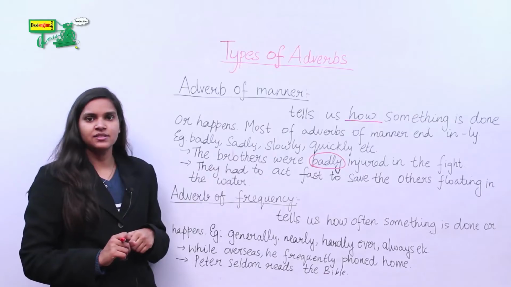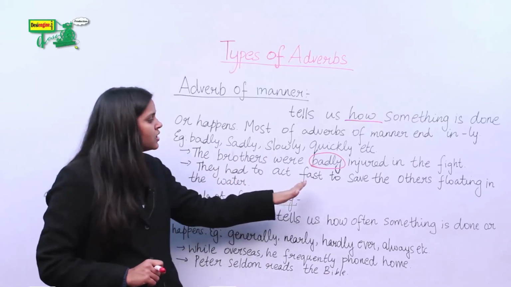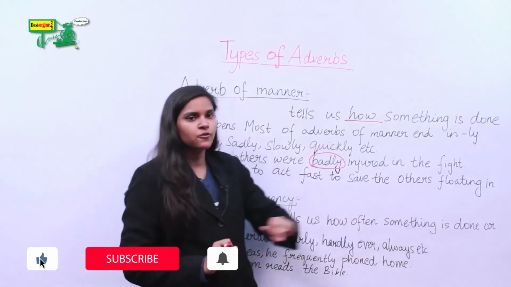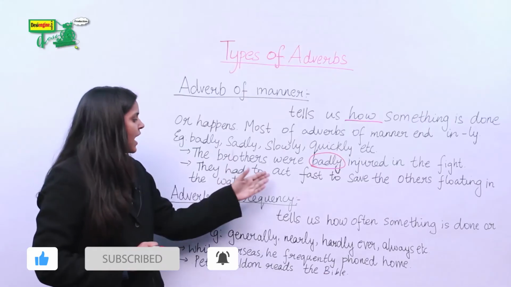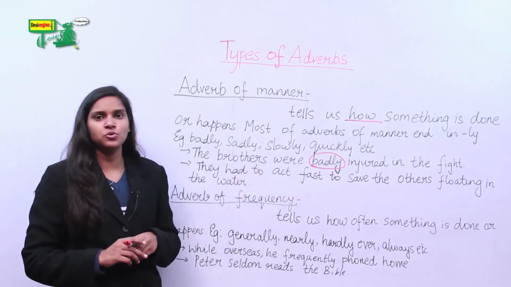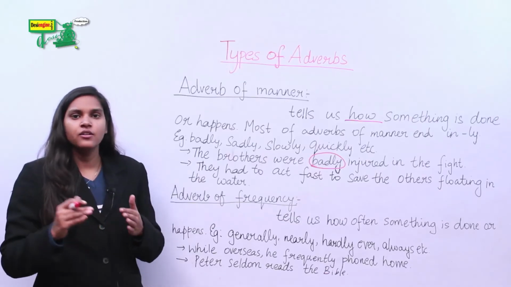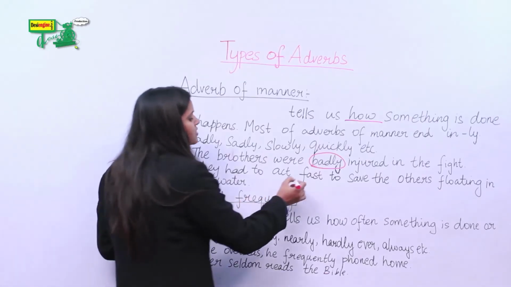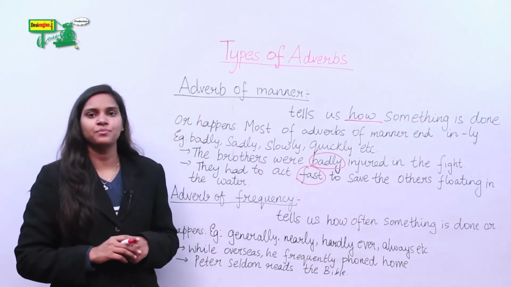Let's come to the next sentence. They had to act fast to save the others floating in the water. My verb over here is act, and the question that I have to put up is how. So how did they act? They acted fast. Fast is my answer. That becomes my adverb of manner.